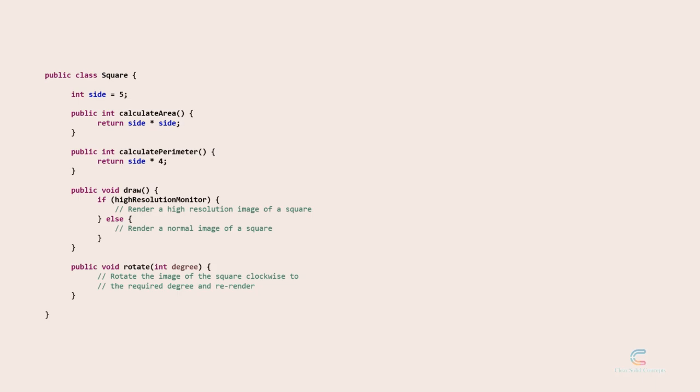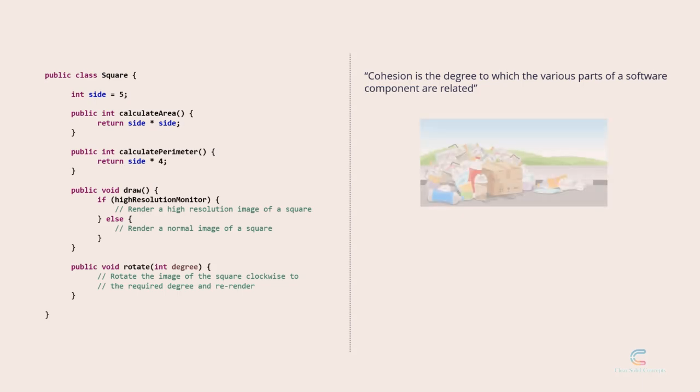In the context of this code snippet, we will learn about a new concept termed cohesion. Cohesion in the software world is defined as the degree to which the various parts of a software component are related. If you think that's a mouthful, let's take a quick detour and look at this visual.